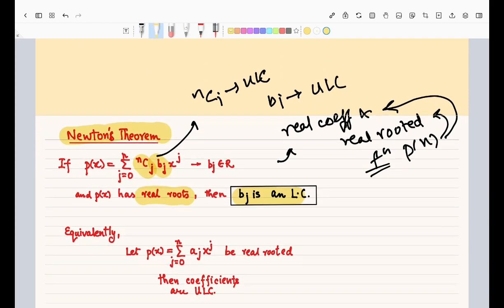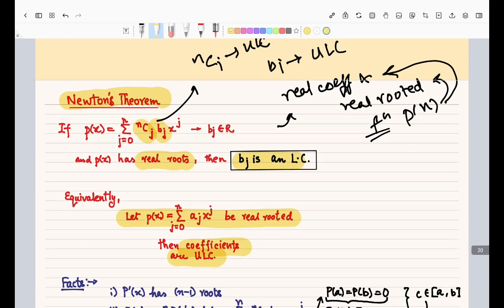So basically, equivalently, what I have written is that p of x can be represented as the sum of a_j times x to the power j, just a normal representation of a function. a_j can also be 0, not a difficult thing to write about. Then the coefficients are always a ULC, right? That is, ultra log concave. They are ultra log concave.